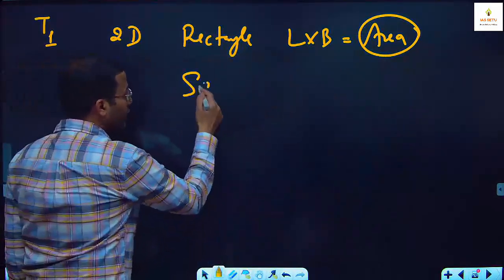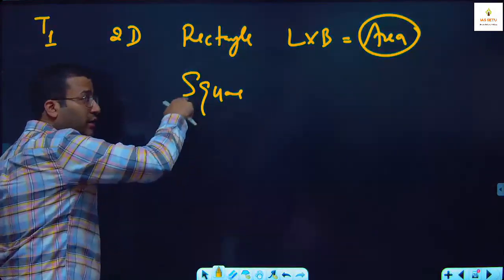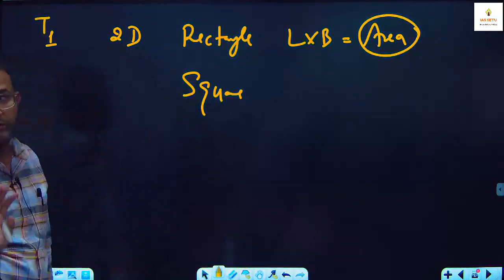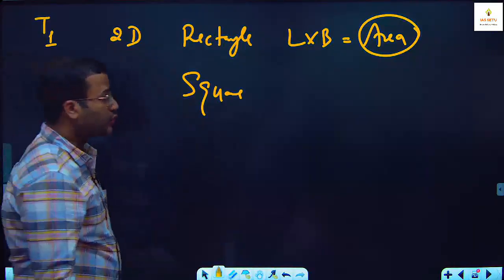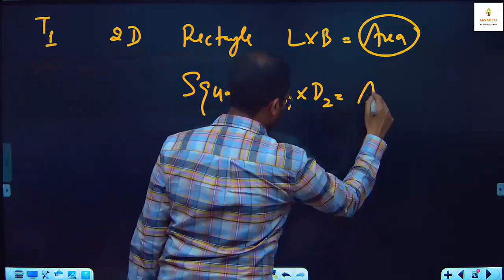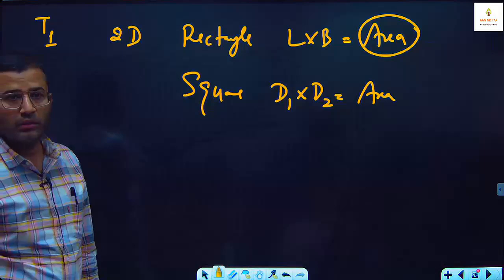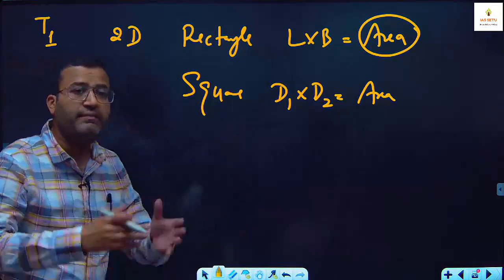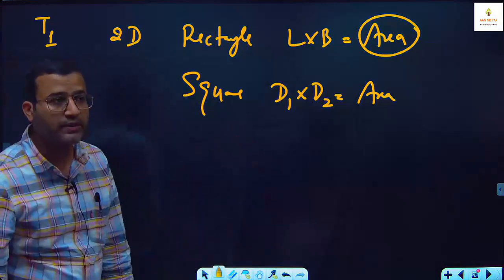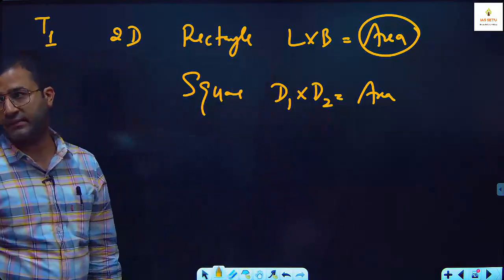It can be square. That M. Tyra has given a different formula for rectangle, a different formula for square, but I will not give that. What is the area of a square? First dimension into second dimension is equal to area. The question will be like: one dimension of a square is increased by 20%. What will be the effect on the second dimension so that the area remains the same?